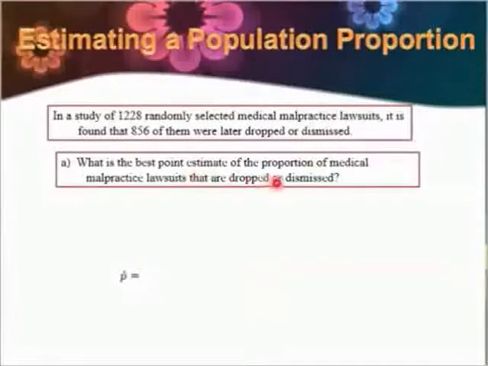Well, in general, if we're trying to estimate the population proportion, our best point estimate is a sample proportion, or p hat. So we simply need to find 856 divided by 1,228, and that gives us p hat equal to 0.697. So 0.697 is our best estimate of the population proportion, and that is what we call the best point estimate.